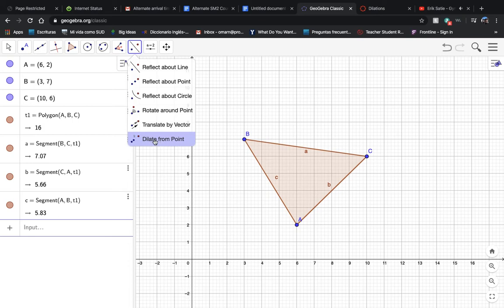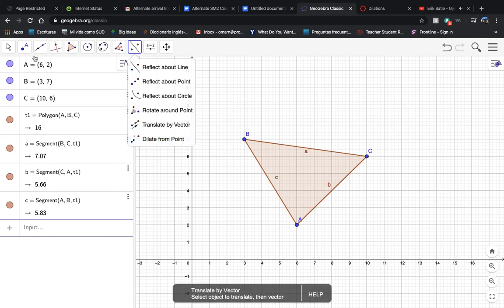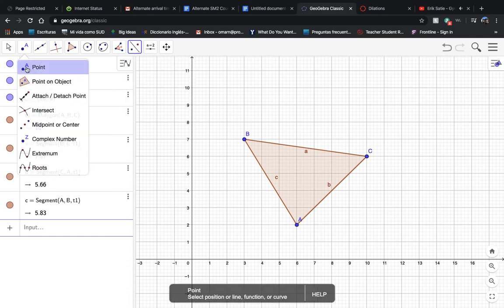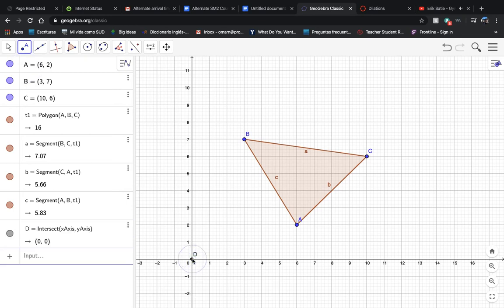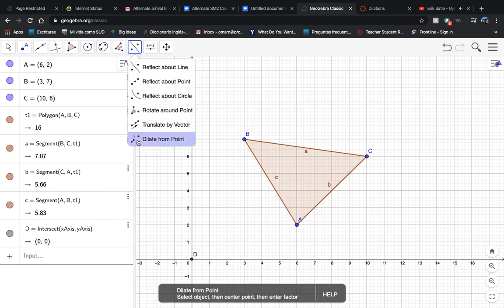All of the transformations we have, especially in this case dilation, are going to be from the origin. So before I use this command, I'm going to use the command point, and I'm going to locate a point right at the origin of the coordinate plane. As you can see, point D is located at the origin, 0, 0. And then now we can use the dilate instruction.